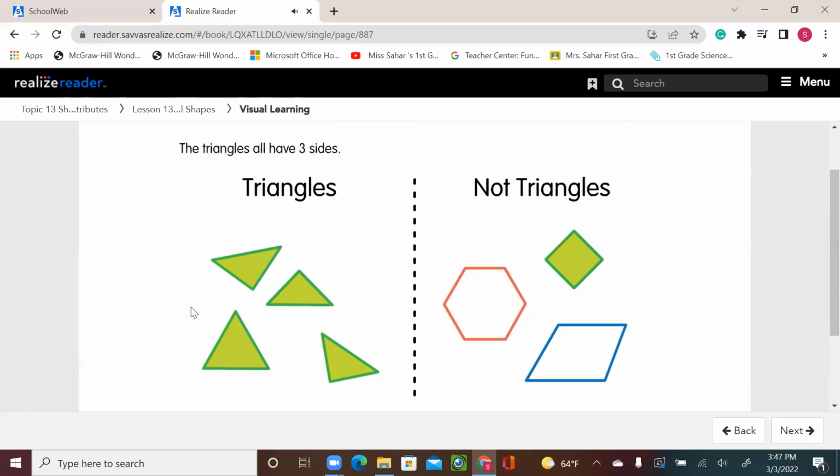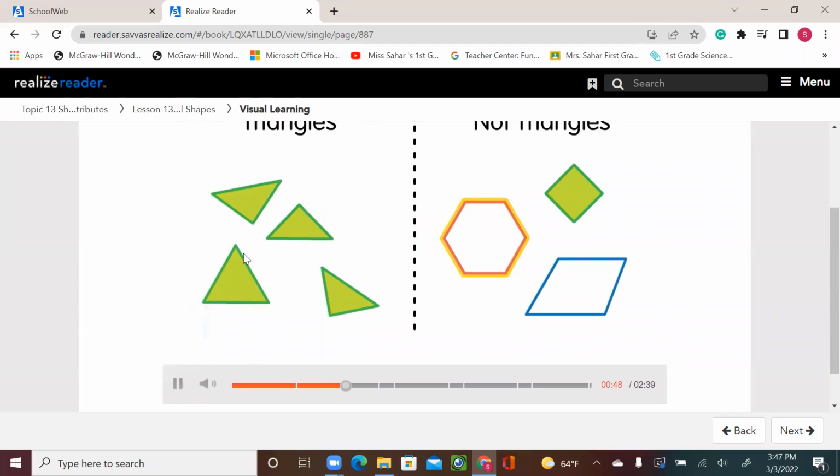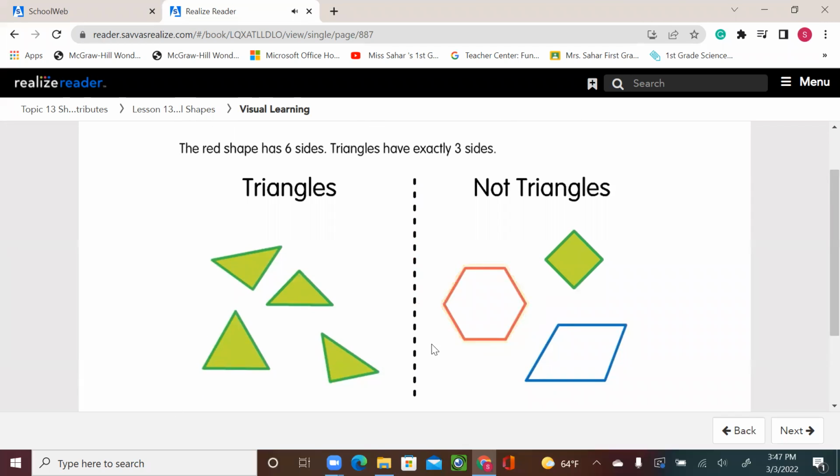The triangles all have 3 sides. The triangles all have 3 vertices. The triangles all have 3 angles. Why is the red shape not a triangle? We can count that it has more than 3 sides. The red shape has 6 sides. Triangles have exactly 3 sides.